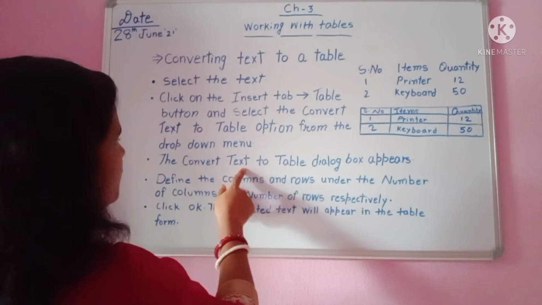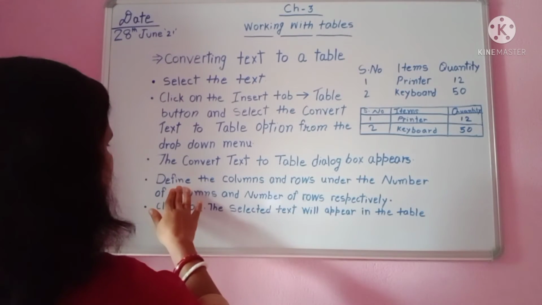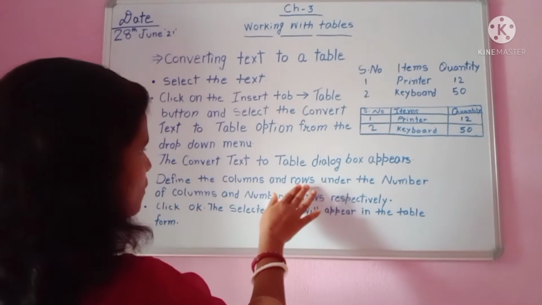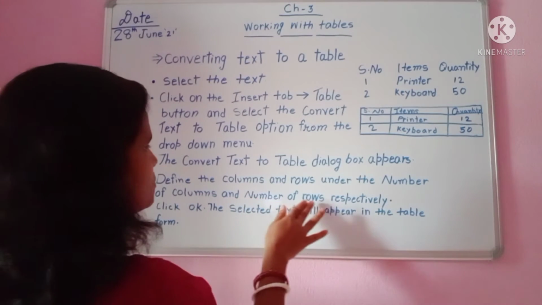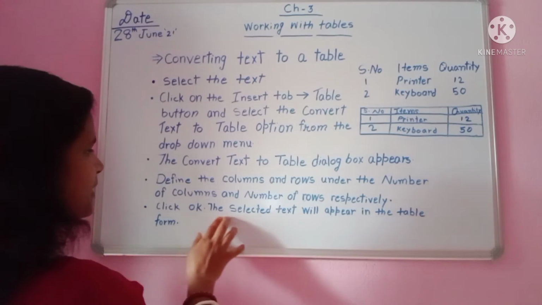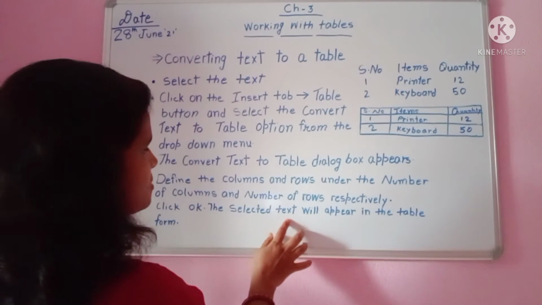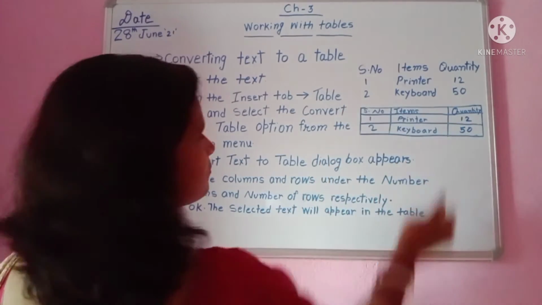The Convert Text to Table dialog box appears. Define the columns and rows under the number of columns and number of rows respectively. Click OK. Then the selected text will appear in table form like this.